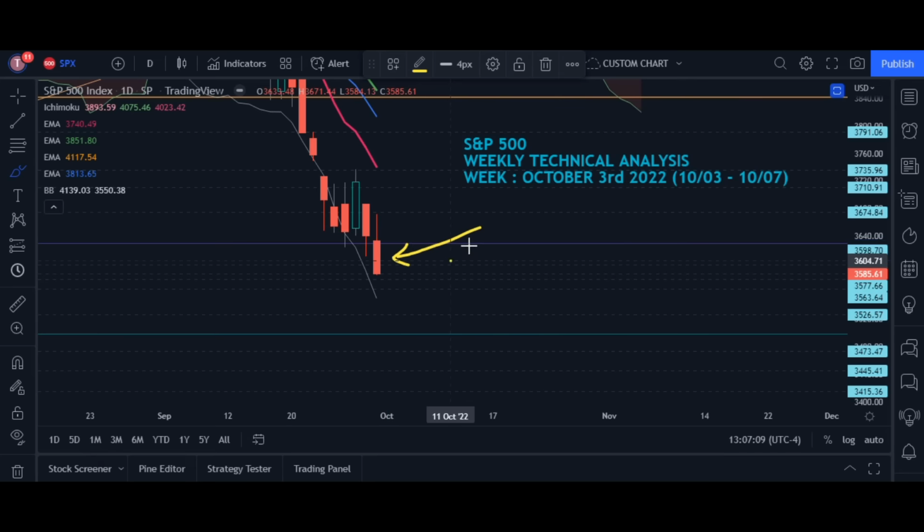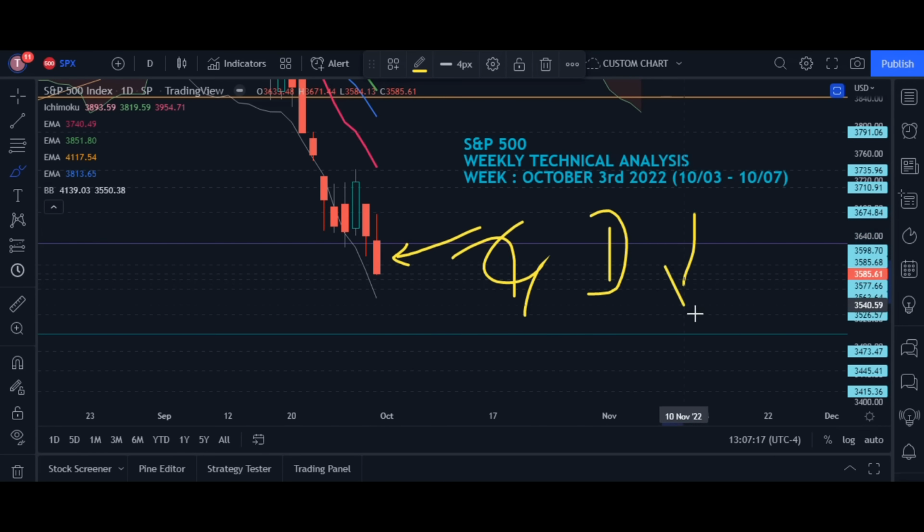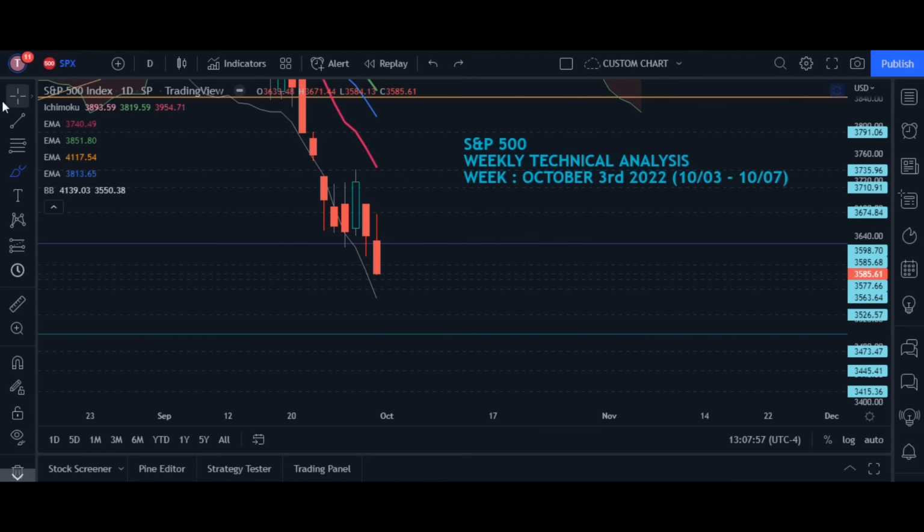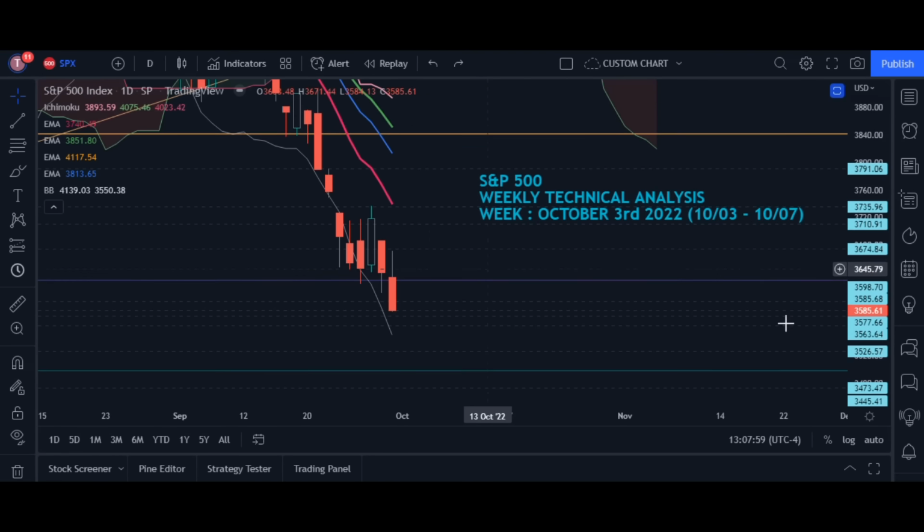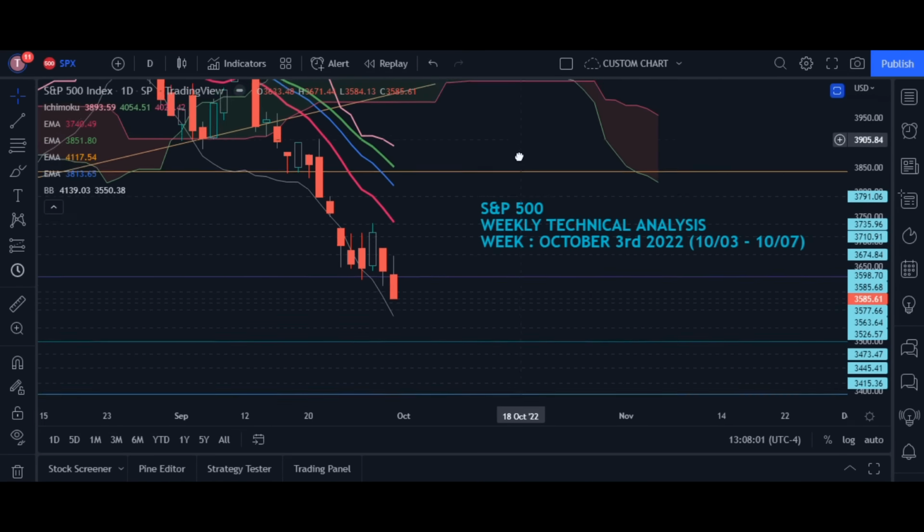What does it indicate? It indicates that on Monday we are either going to see a gap down open, or irrespective of the open, the S&P 500 will come down. Now let's talk about the technicals, again the same thing as usual.